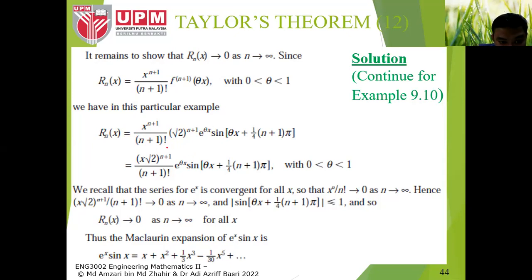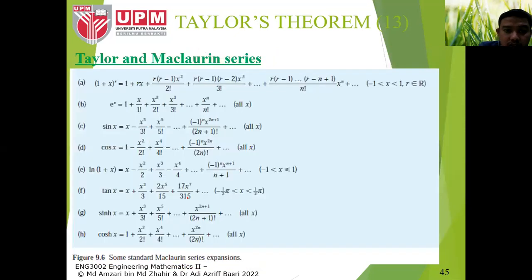So this one, we recall the series of conversions. Then we calculate the Maclaurin expansion. At the end, you get e^x sin x equal to x plus x squared plus 1/3 x to the power of 3 minus 1/30 x to the power of 5, and the rest. So this is the Maclaurin expansion obtained by using Taylor's and Maclaurin series.